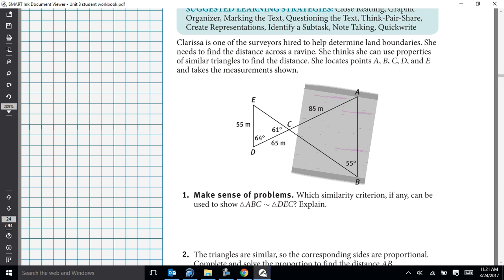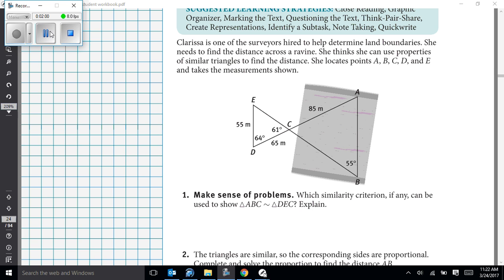So what I would like for you to do is make some problems with similarity criteria. Look at the time, discuss with the person what you see, what information you know. Maybe not right now.